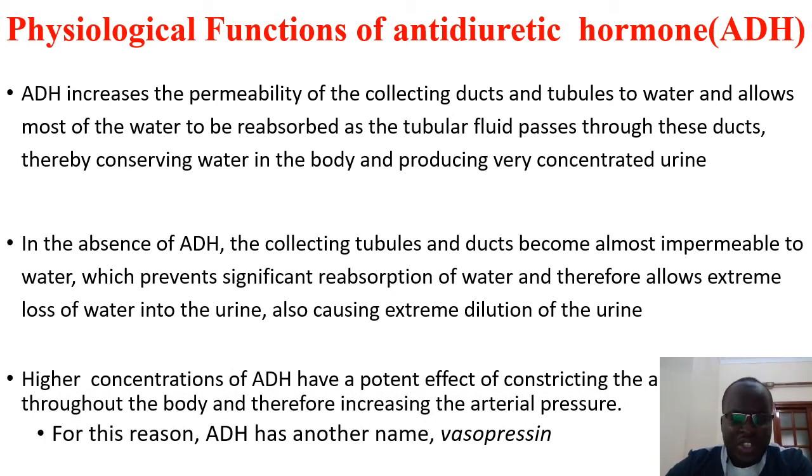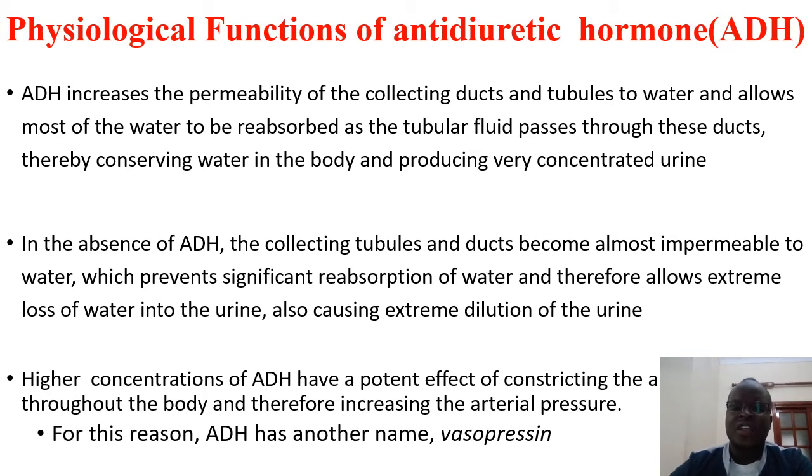So the higher concentrations of ADH have a potent effect of constricting the arterioles throughout the body and therefore increasing the arterial pressure. For this reason, ADH has another name which is called vasopressin. So in higher concentration of ADH, it doesn't only have an effect on the kidney nephron, but it can go and bind to V1 receptors within the cardiovascular system that will bring about vasoconstriction. So if the blood vessels are constricting, peripheral resistance is going to increase, and that will cause an increase in blood pressure.